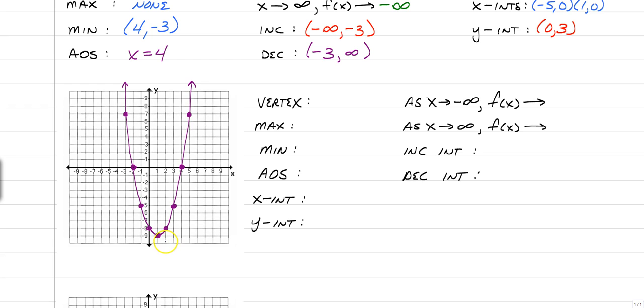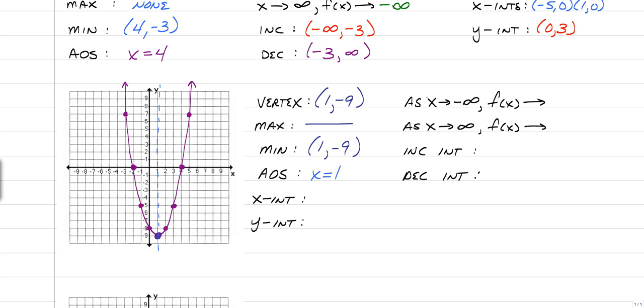Okay, so the first thing is the vertex. The vertex is, of course, this guy down here at the bottom. So our vertex is at 1, -9, which is also, again, our minimum. Because it's at the bottom, we have no maximum. Okay, so that's that point right there. Our axis of symmetry is always going to pass through the vertex. So our axis of symmetry is a vertical line at x equals 1. It's always the x-coordinate of the vertex.